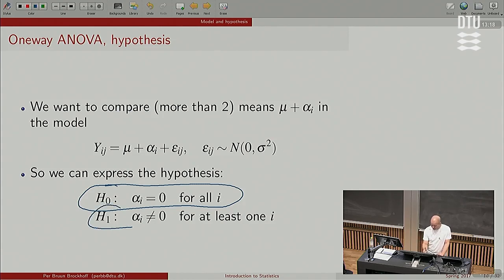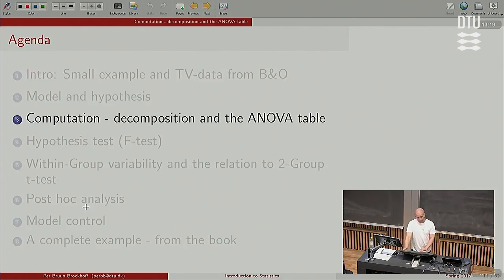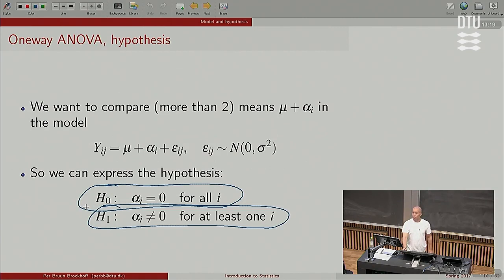So the alternative is that, well, some difference occurs somewhere. It's not very specific, but just something is there, some signal somewhere. So it can be quite a vague hypothesis to test, actually, if you have many products. But then we have some post hoc thing coming up that can help us in those cases. That's what we will do. That's basically the model and hypothesis.